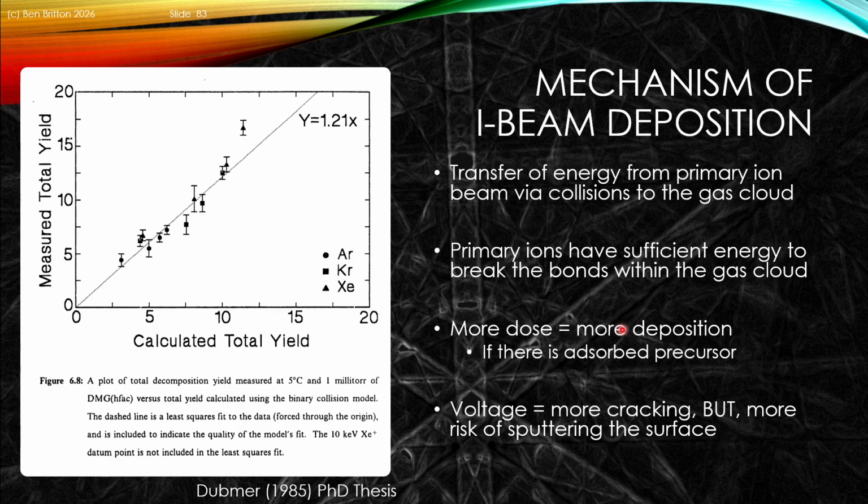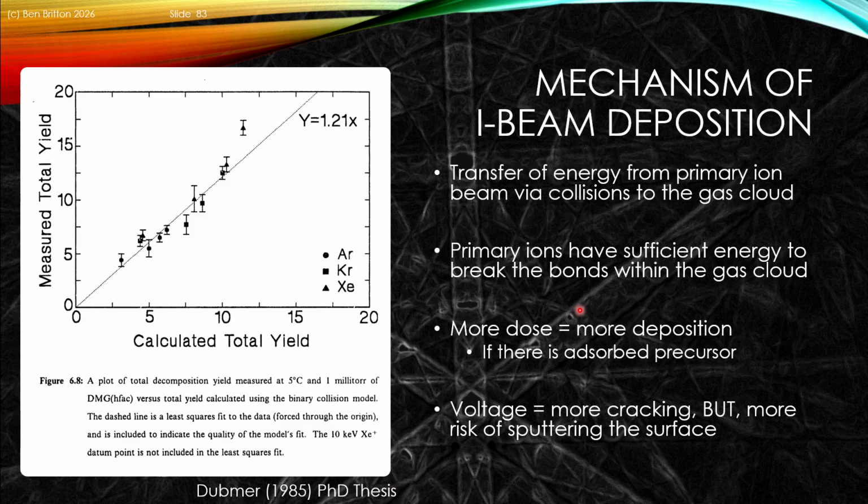Now the mechanism of ion beam deposition is basically, and this is from reading this PhD thesis, that a significant fraction of the ion beam deposition process is related to the transfer of energy from the primary ion beam via collisions in the gas cloud, and specifically of the absorbed near surface gas.